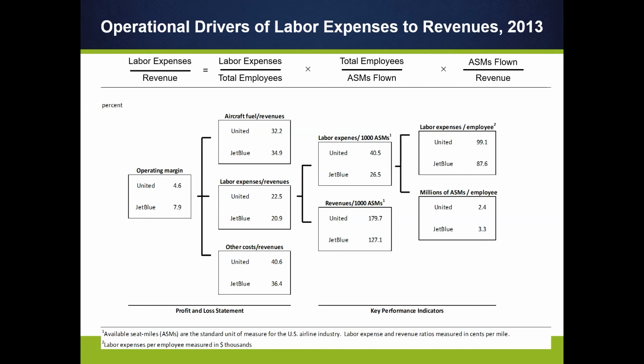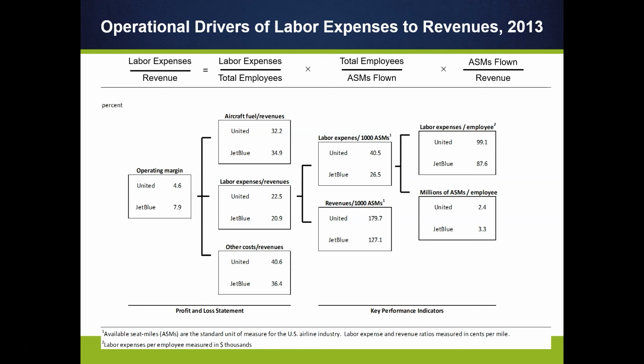So we're going to split apart labor expenses like we did. We have labor expenses over 1,000 seat miles, revenue divided by miles, labor expenses divided by employee, millions of miles divided by employee. Right? So the first thing we'll look at is labor expenses divided by total employees. This is our sort of average salary. And what you see first, right, so that's over here on the far right edge, labor expenses divided by employees. What you see first is that United pays their employees significantly more than JetBlue.